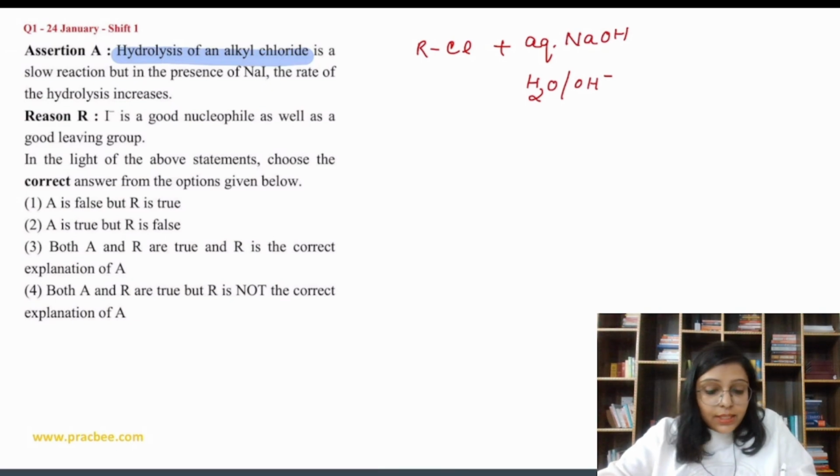So what happens? It says hydrolysis of alkyl chloride is a slow reaction, but in the presence of NaI, the rate of hydrolysis increases. So see, RCl. What happens after hydrolysis?